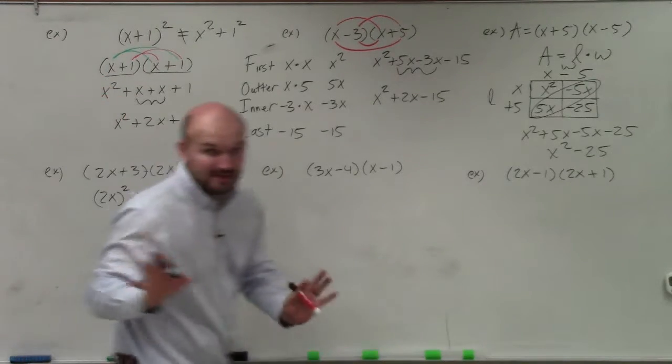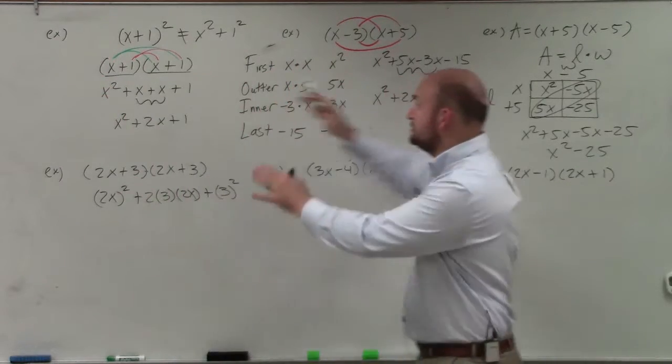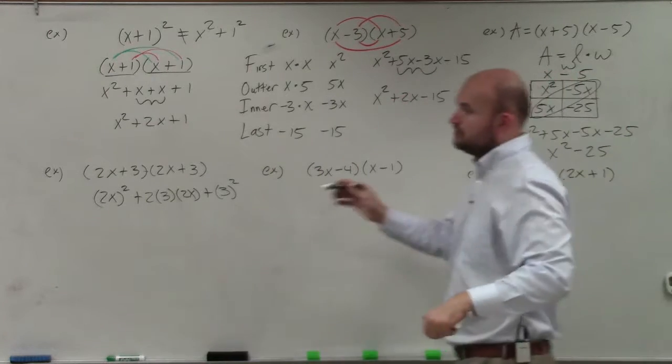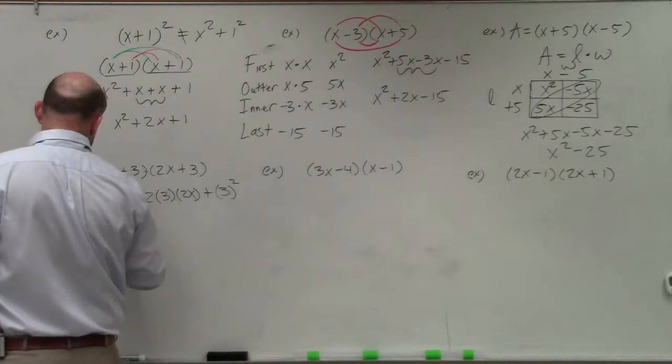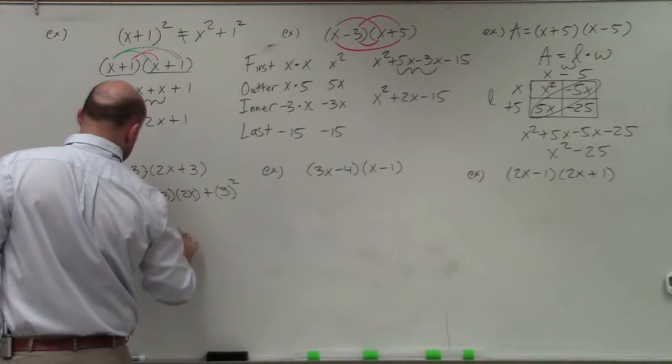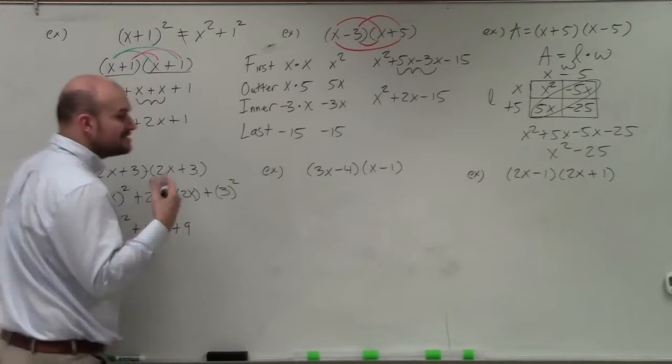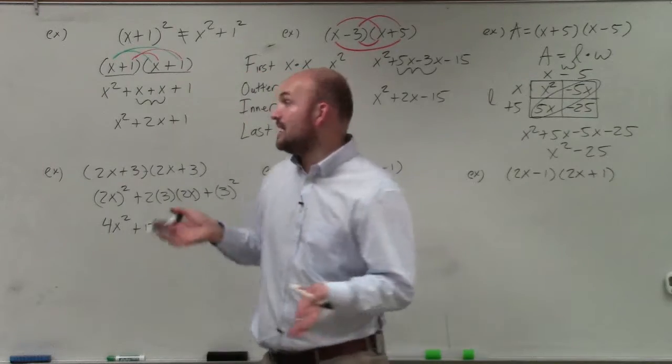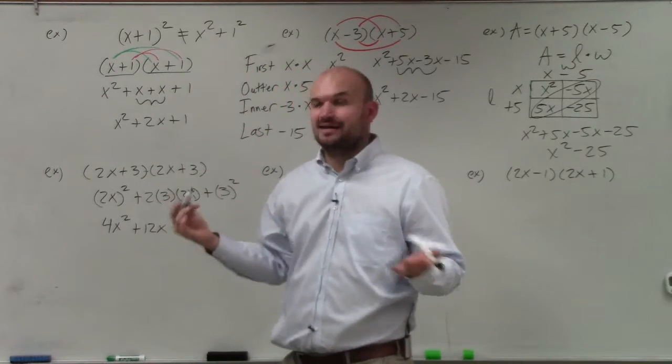So if you want to multiply this out, please do. Multiply it out using one of these 3 methods. But what you'll notice is you're going to get the exact same answer that I'm going to get, 4x squared plus 12x plus 9. So just a little shortcut. And again, we can only do that when we're multiplying 2 binomials that are exactly the same.